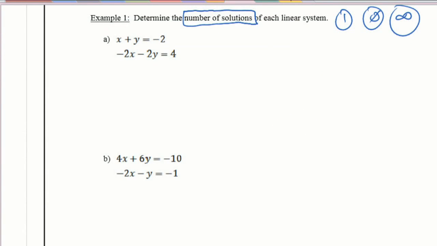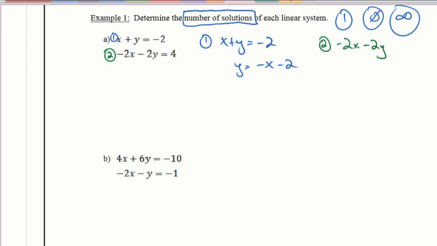I have line number 1, I'll call it. I have line number 2. I'm going to switch them into slope-intercept form. So number 1, x plus y is negative 2. I'm going to subtract x from both sides. Y is negative x minus 2. My second line, negative 2x, negative 2y is 4.